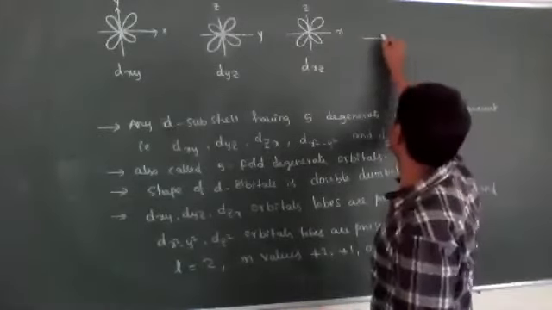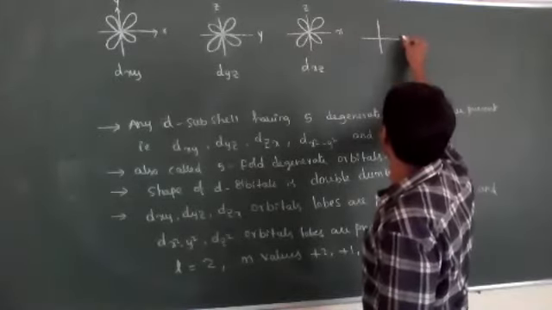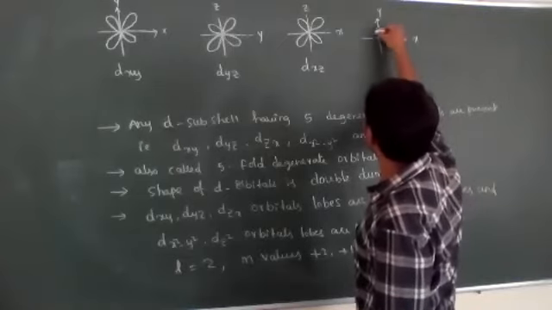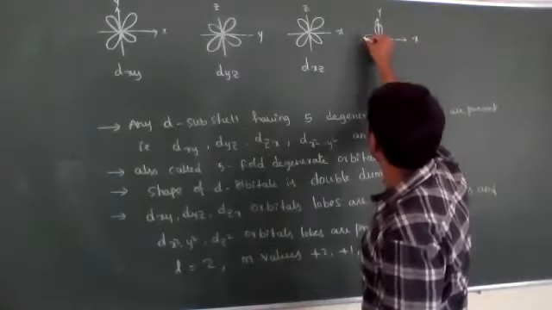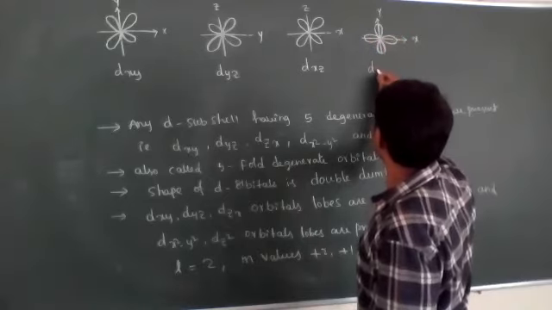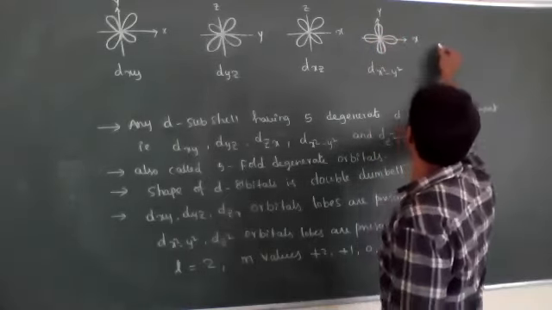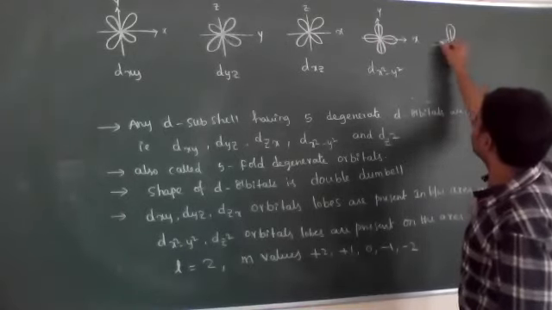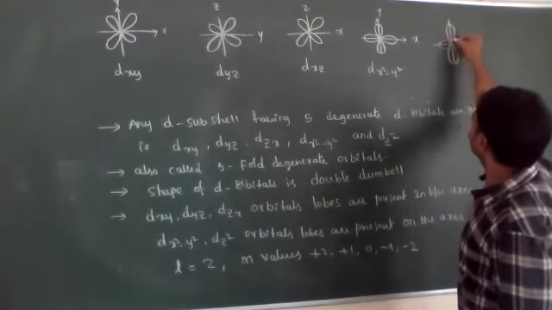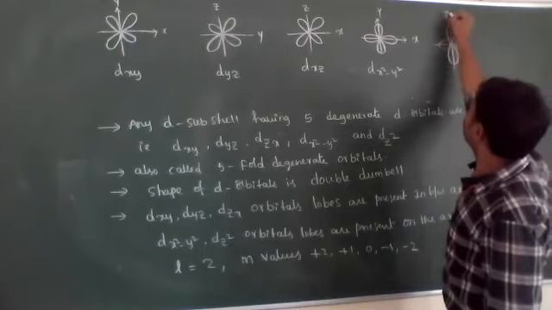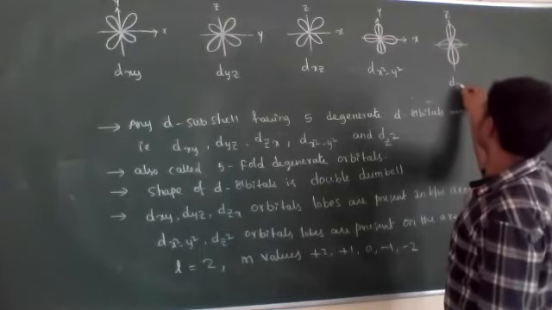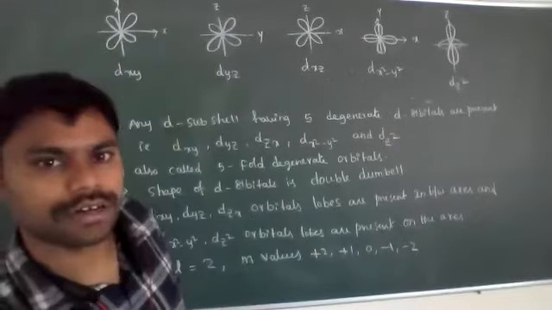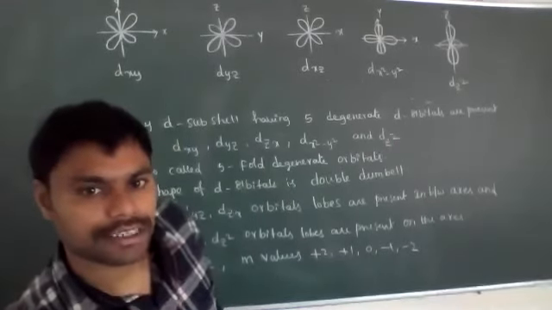Next, dx square minus y square. The lobes are present on the x and y axes, so this is called dx square minus y square. And the lobes are present on the z axis, it is called dz square. So this is about orbitals and orbital shapes.